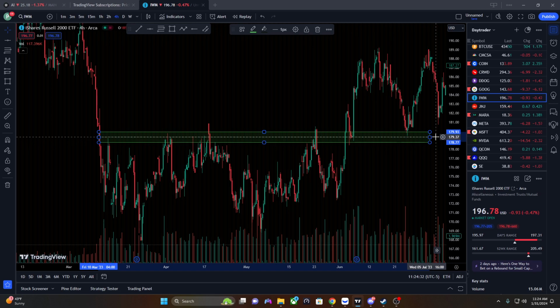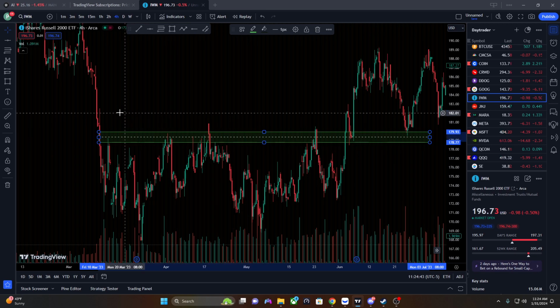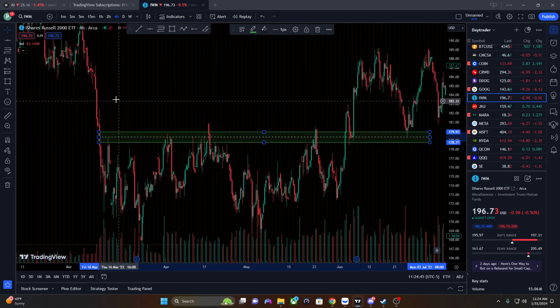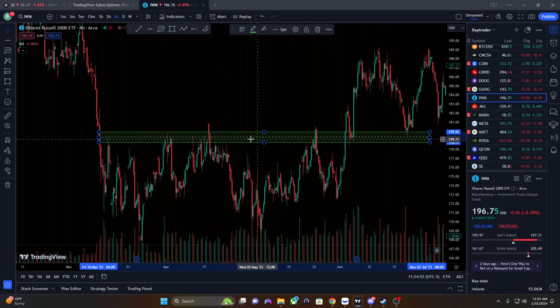What's this level? 179.37. This is a really crucial level right here, and you'll see my line isn't perfect with the wicks, but it's not supposed to be. Your bodies and wicks aren't going to line up, but you want to see where prices fight the most. In this case, this level has been a crucial area, because if I start with this first high, you see it wicked through but came back down.